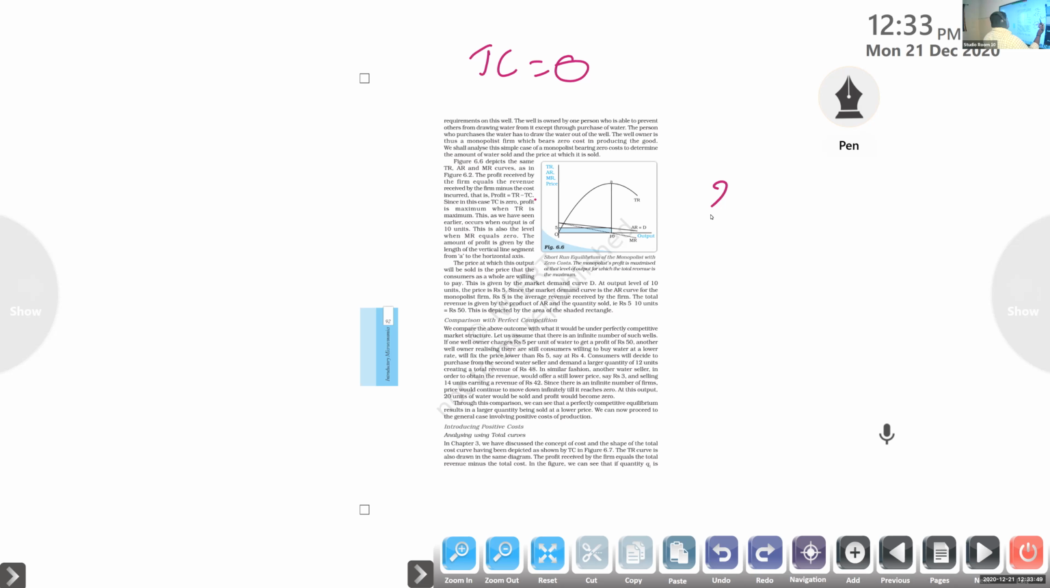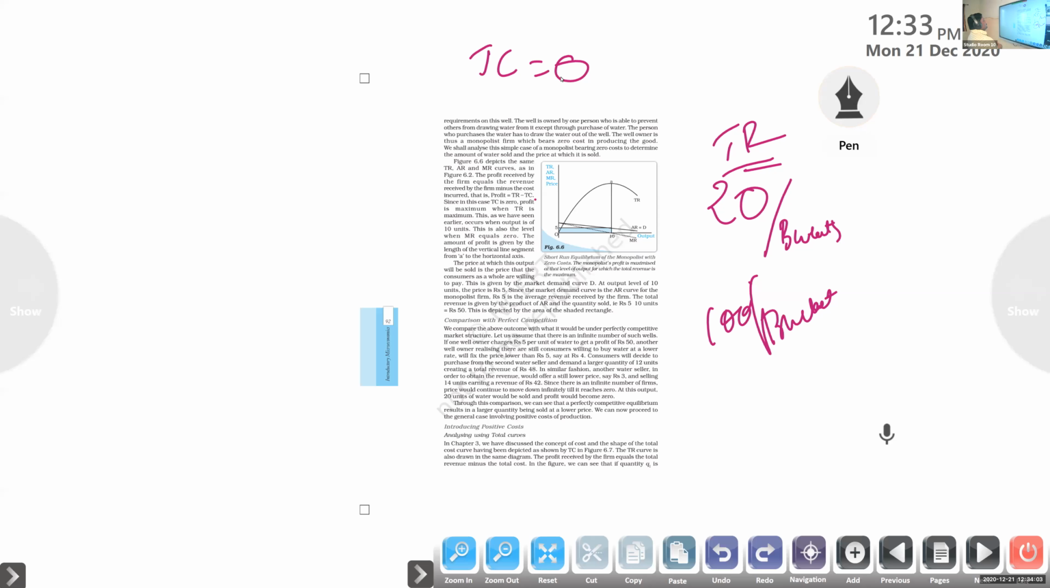Clear or not? He will fix it. The thing is, the total cost is zero here. Just to keep that idea in your mind. TR is maximum. This, as we have seen earlier, occurs when output is 10 units. This is also the level when MR equals zero.